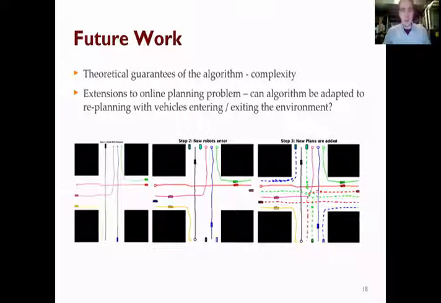And then a future research problem that we're interested in is the online planning problem that we've done some preliminary work on. So can we adapt multi-robot planning to replanning? So can paths that have already been made for, say, 6 robots in an intersection environment be replanned in a timely manner?